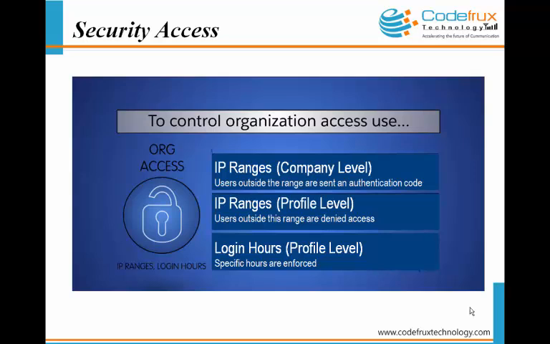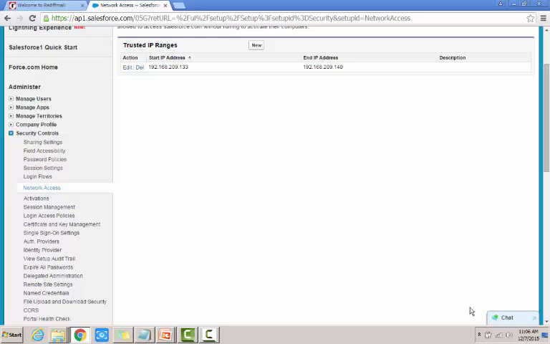Let us log in to the application and see where we can configure these settings as an administrator. The first one, the company level setting for IP ranges: we can go into the security controls and network access and set the IP range, the starting IP address and the ending IP address. Once you do this, the users who are falling within this range can log into the application.